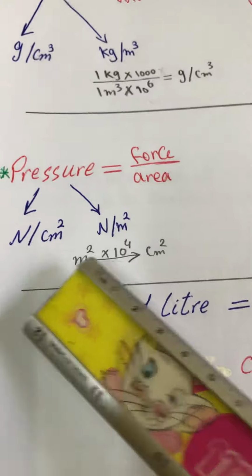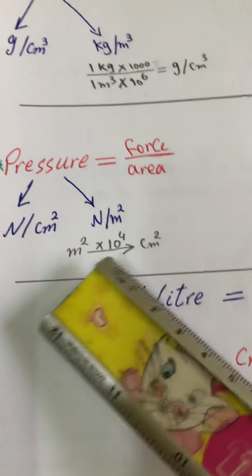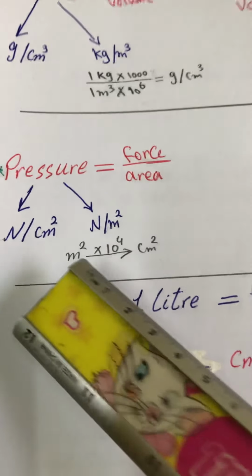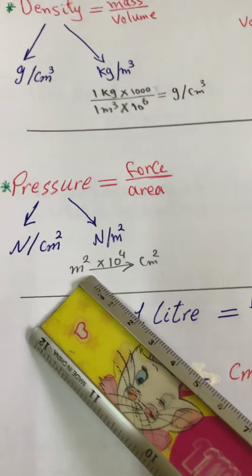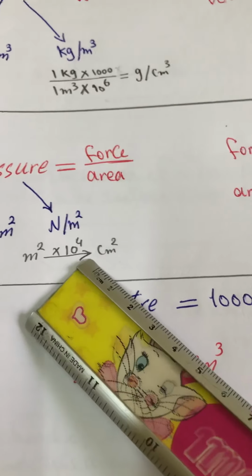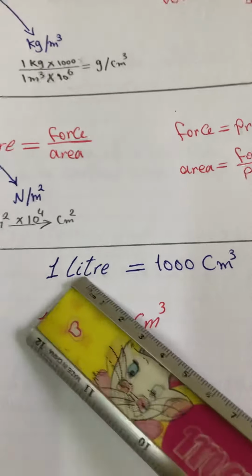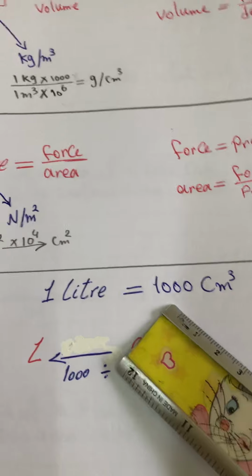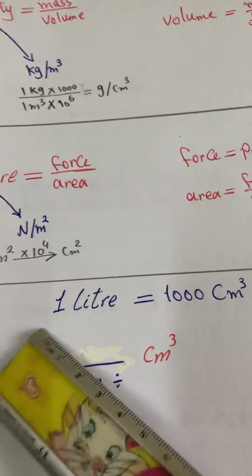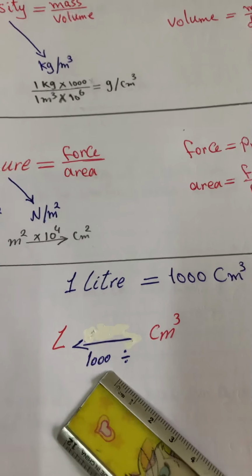To change from meter square to centimeter square, you will multiply by 10 to the power 4. Why? Because from meter to centimeter, multiply by 100. From meter square, that's to say meter times meter, you will multiply by 100 times 100, so it will be 10 power 4. To change from liter to cubic centimeter, each 1 liter contains 1000 cubic centimeters, so you will multiply, and vice versa, from cubic centimeter to liter, you will divide by 1000.